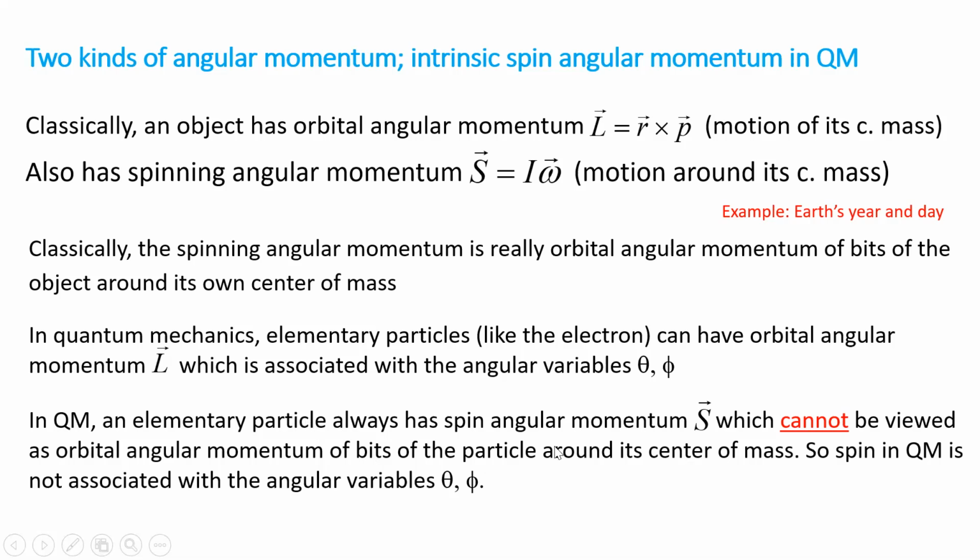And because of that, because it's not associated with orbital angular momentum, where we derived that the eigenfunctions of orbital angular momentum in quantum mechanics have spatial coordinates theta and phi, spin in quantum mechanics is not associated with the angular variables theta and phi, okay? It's going to have its own representation, which is a little bit different, but really interesting.